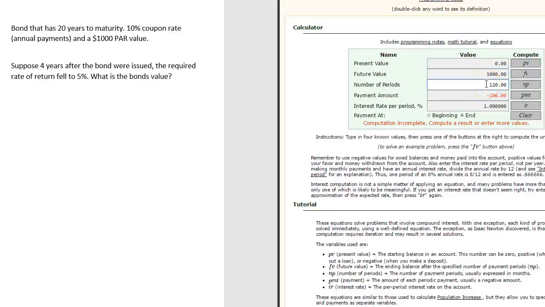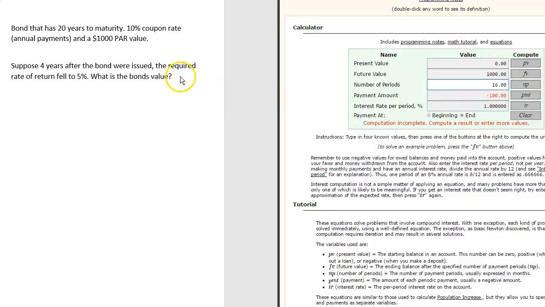Next will be number of periods. Well, this is where it might trick you up, so be careful. Number of periods. You might look up here and go, oh yeah, it's 20 years to maturity. Well, remember, 4 years have transpired, so we only have 16 periods left. So just put a 16 in there. Be careful about that. Make sure you're looking at the number of periods remaining when you're doing this.